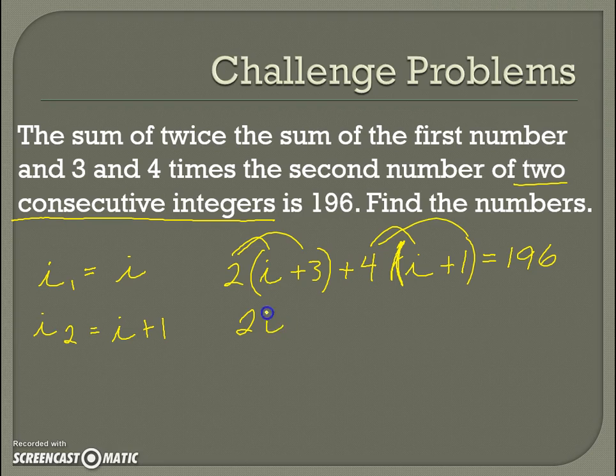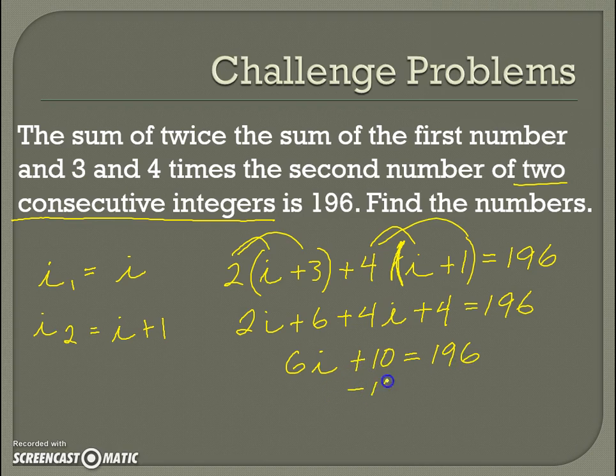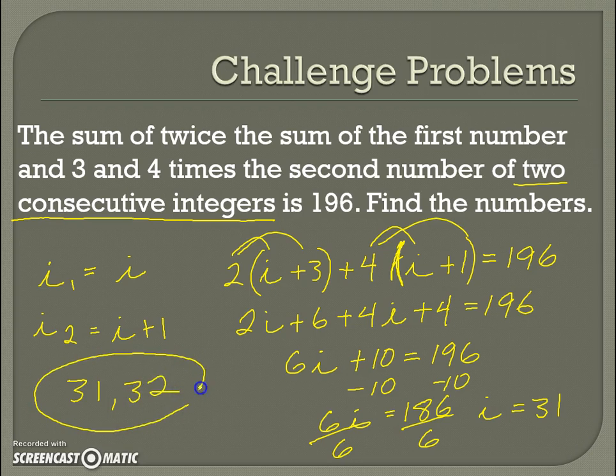So I have 2I plus 6 plus 4I plus 4 equals 196. Combine my like terms, so I have 6I plus 10. Subtract 10 from both sides. 6I equals 186. Divide by 6. And we get I is equal to 31. Okay, so if I is 31, add 1 to that to find my next consecutive integer. So the consecutive integers here are 31 and 32.